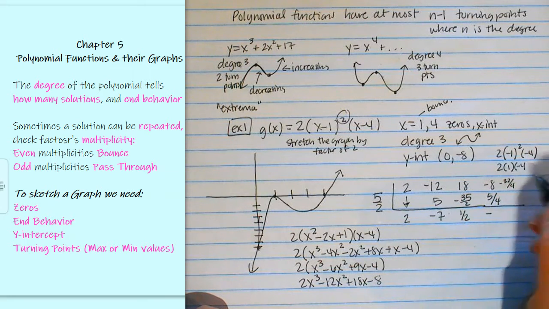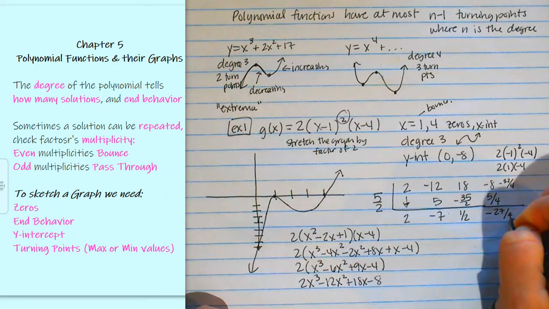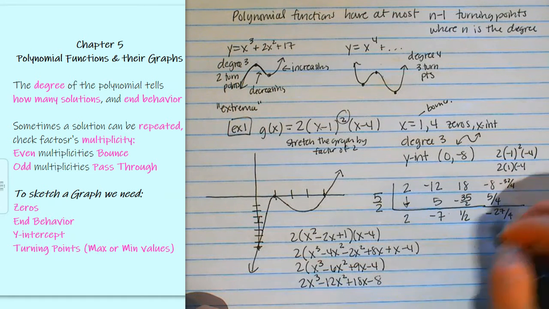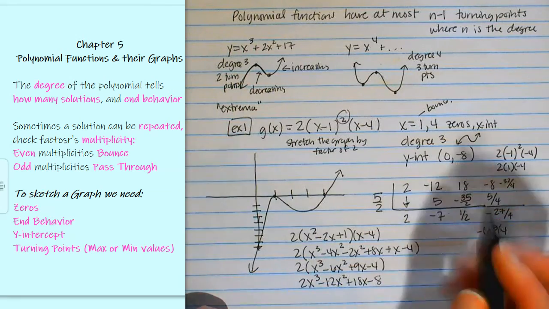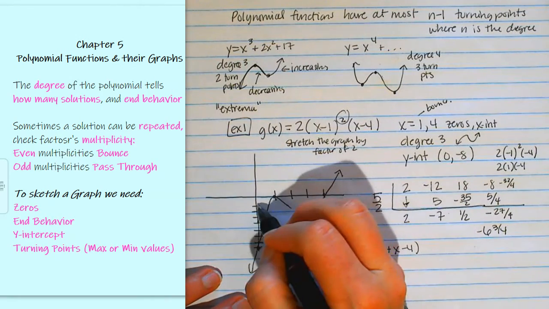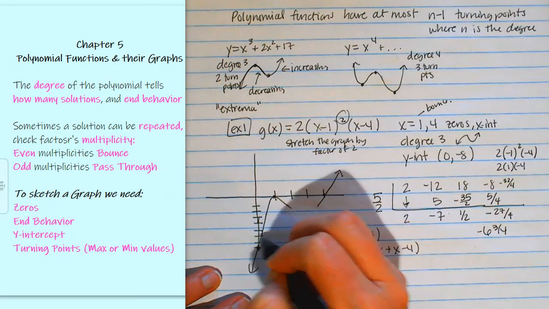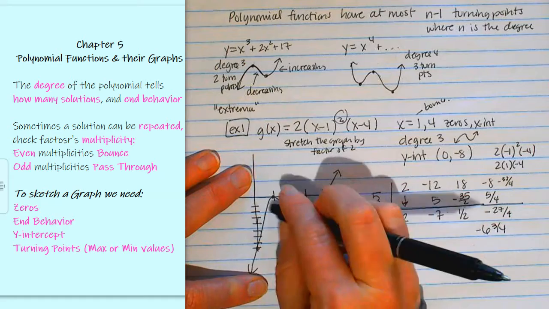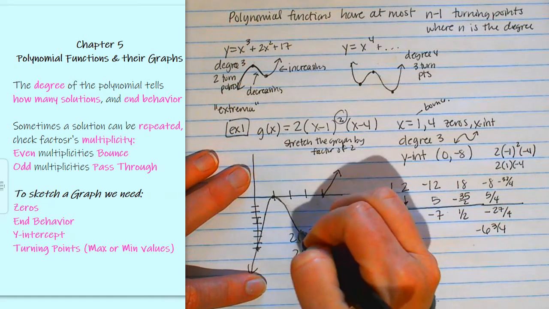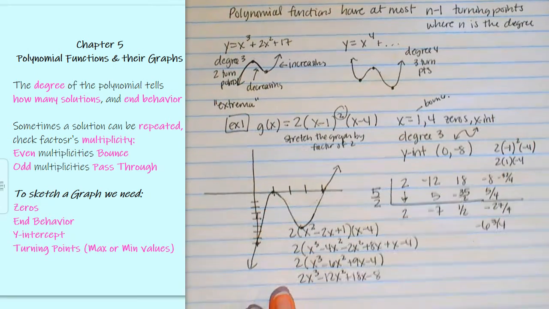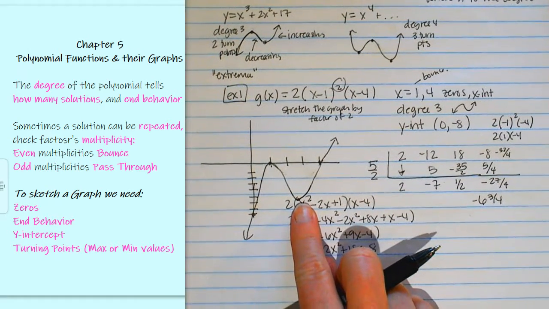negative 27/4. So that's going to be negative 6 3/4. That's what I'm going to estimate this to be. So I'm going to change this to be 1, 2, 3, 4, 5, 6, and a 4 here-ish. And it's round, okay? This is not an absolute value graph. It has to be round there.